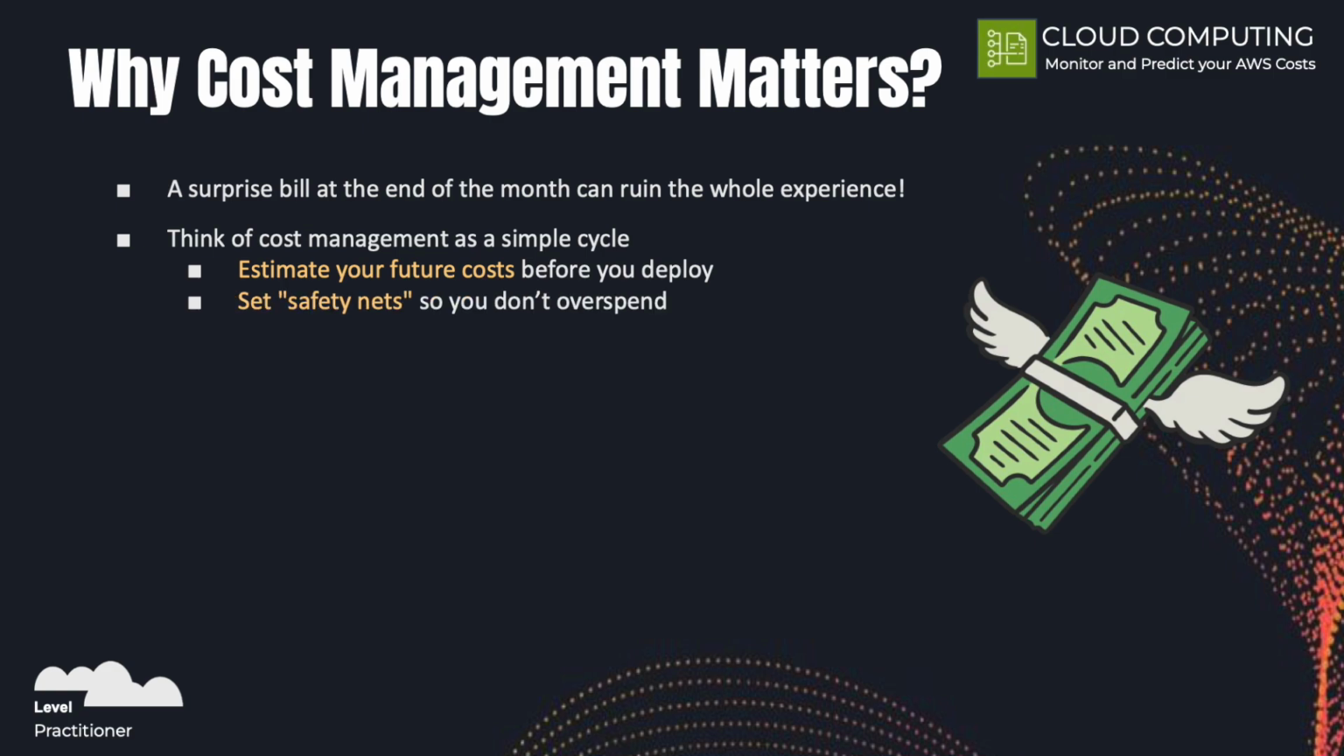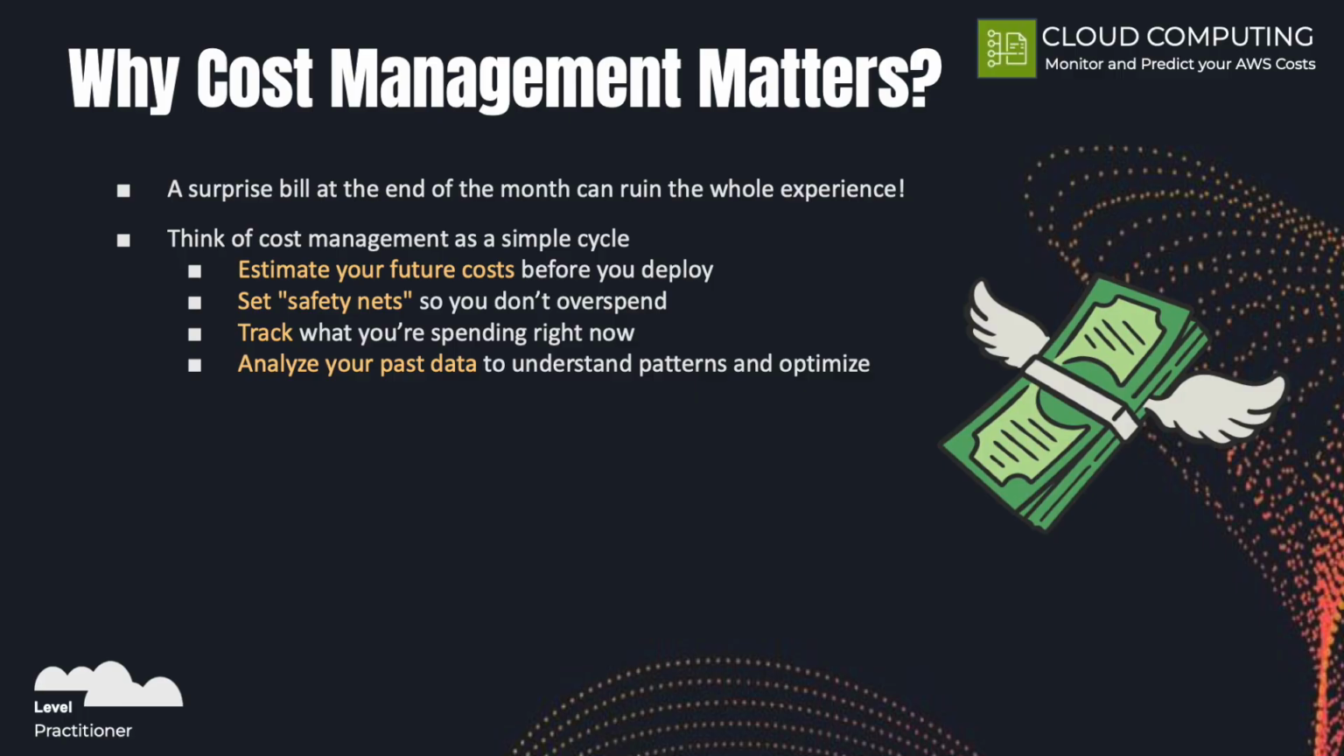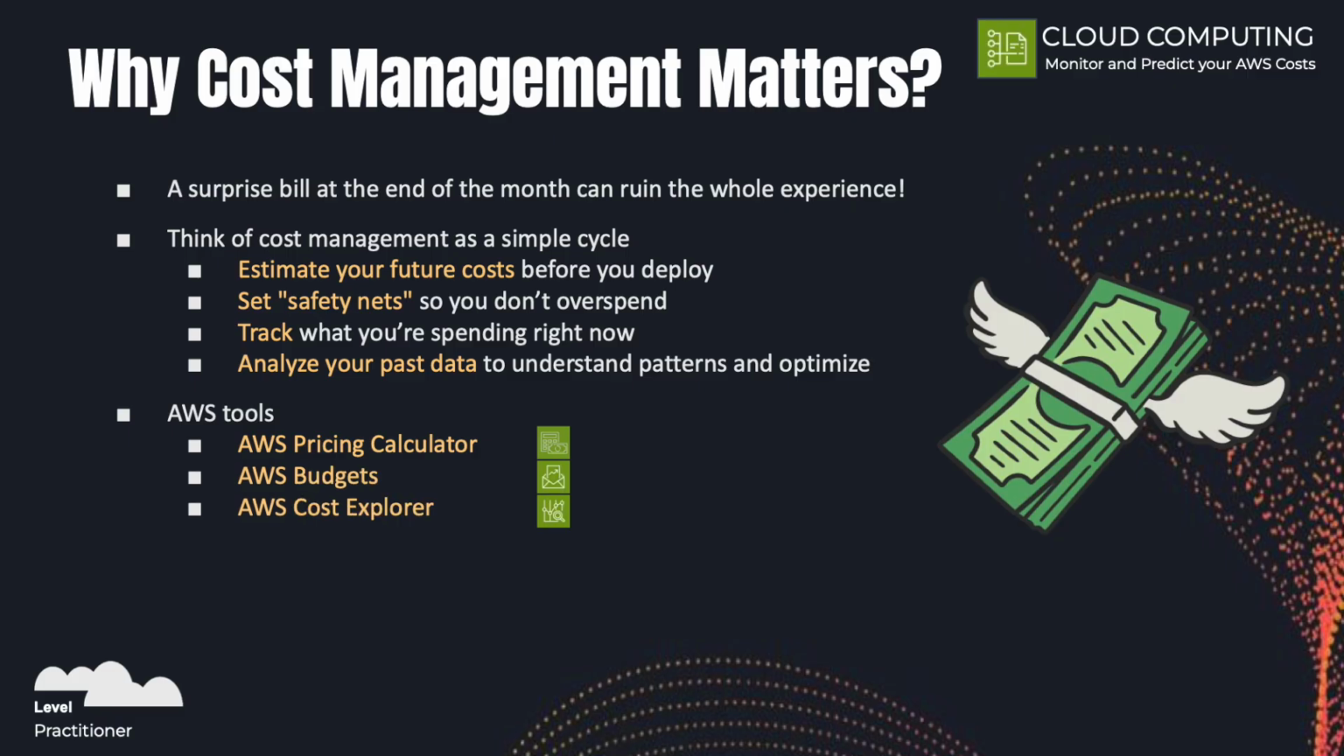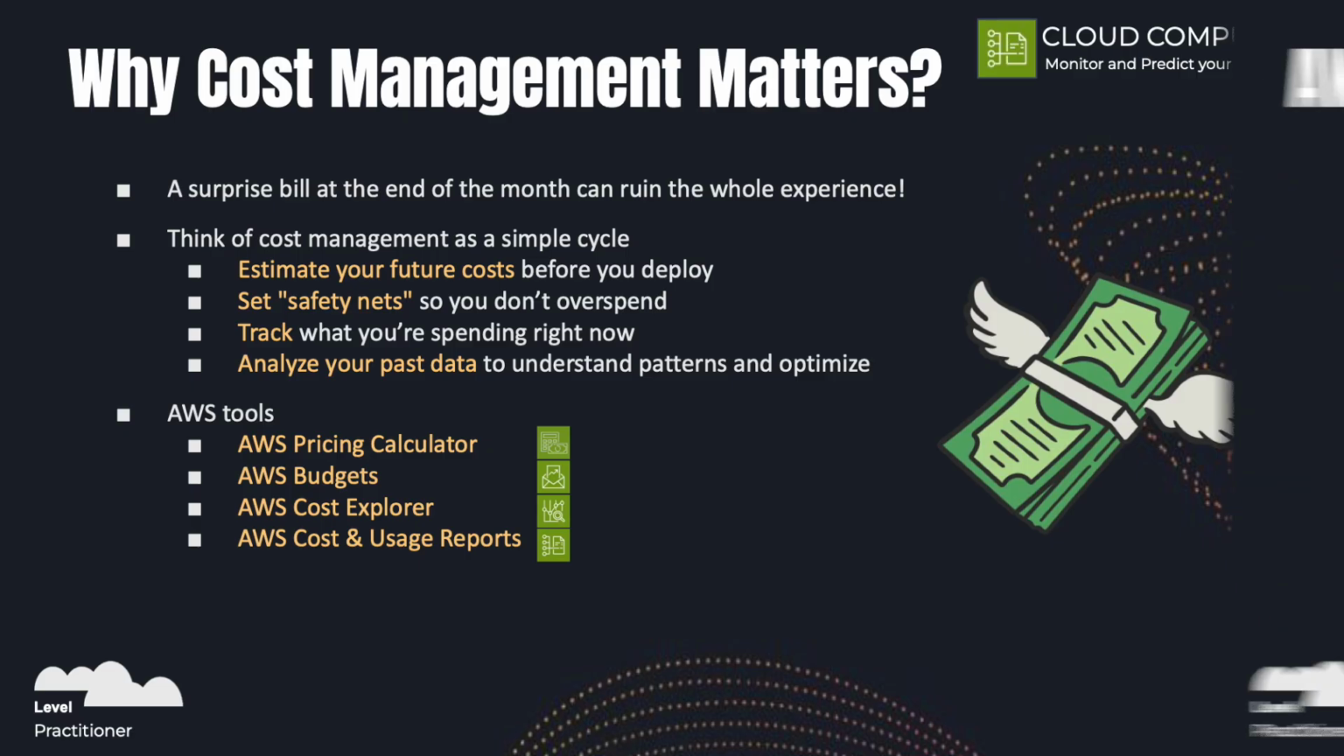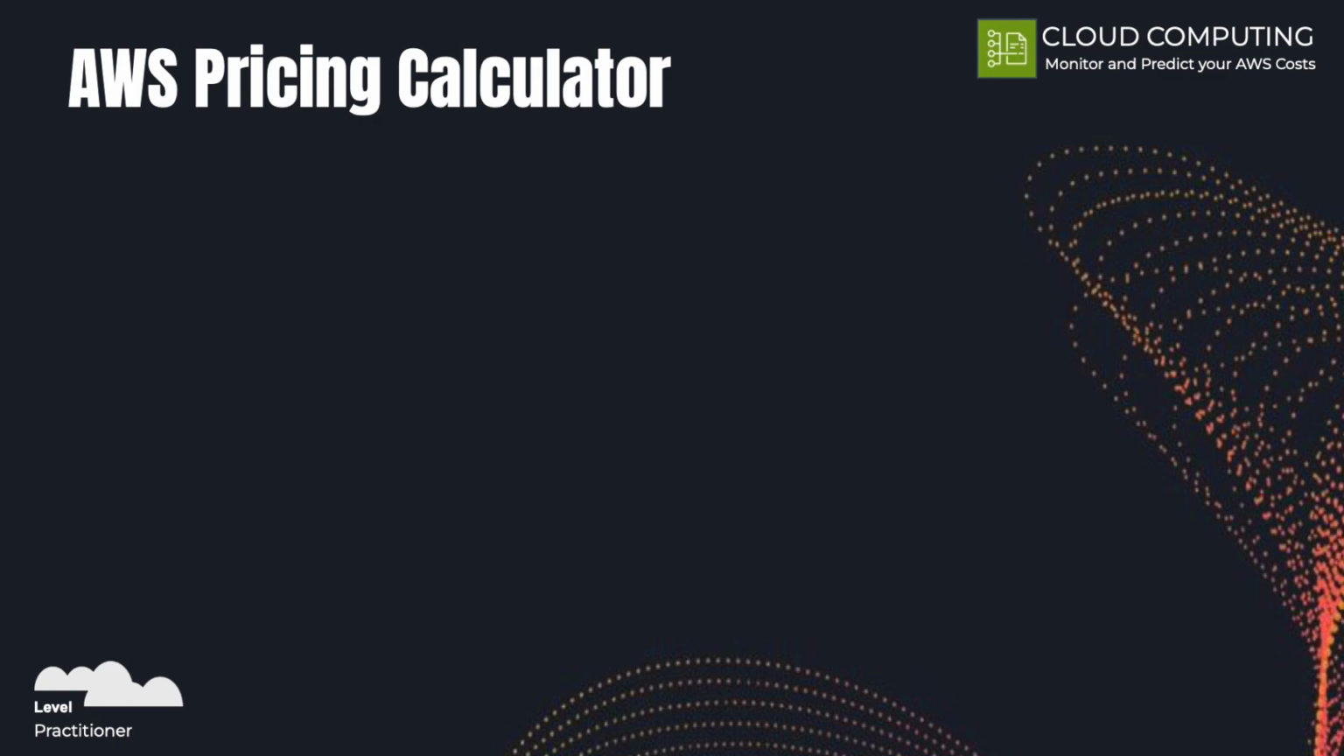Second, you set safety nets so you don't overspend. Third, you track what you're spending right now. And fourth, you analyze your past data to understand patterns and optimize. To keep things practical, we'll look at one AWS tool for each step: AWS Pricing Calculator, AWS Budgets, AWS Cost Explorer, and AWS Cost and Usage Reports. Alright, with that in mind, let's start with the first stage, estimating.